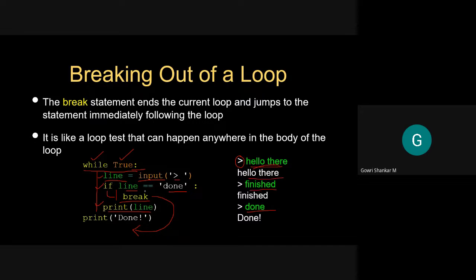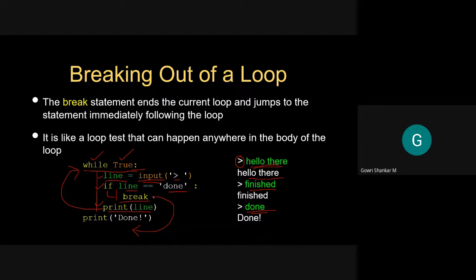Suppose the user has typed finished. Again it will come here and check whether finished is equal to done. It is not, so it will go and print finished. And then after this line, it will go to the next iteration of the while loop. What is the next iteration of the while loop? Again, there is no condition here. The condition is always true. So it will go and get the next input from the user. Let us say the user enters done. So done is equal to done, which means it will come inside this if statement and execute this break. Now we are breaking the loop.